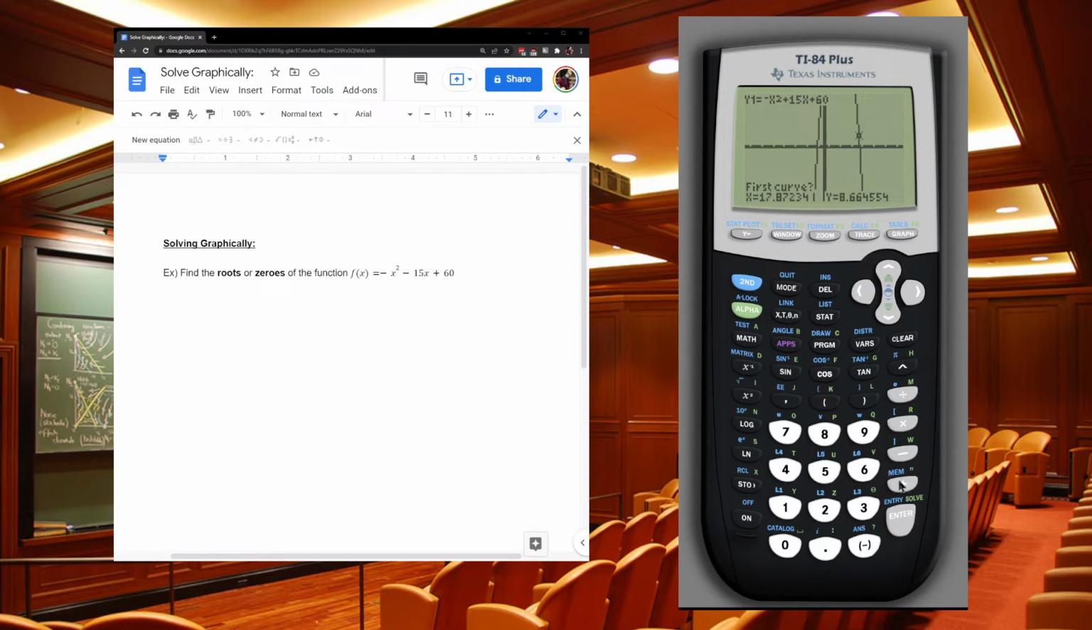That's why we didn't see it in our window to begin with. And our second curve is, yes, y equals 0. Our guess is around here. And we get 18.282. Okay, so here we found the two zeros.